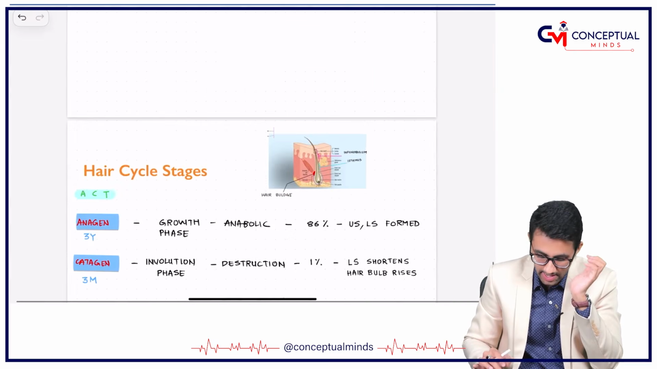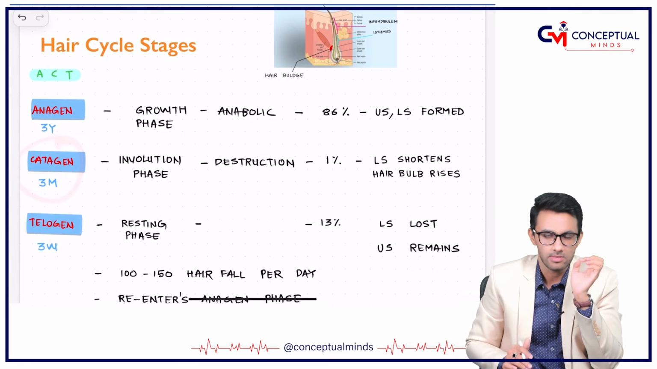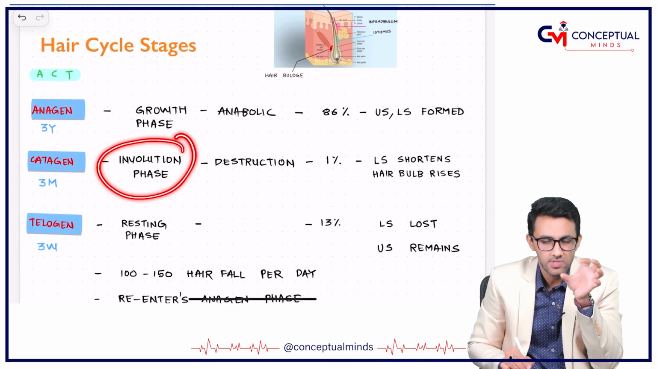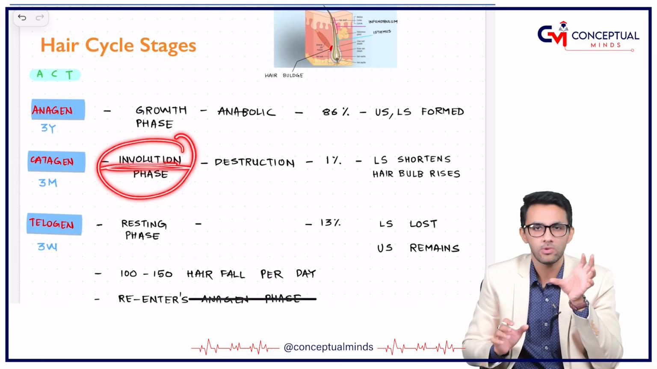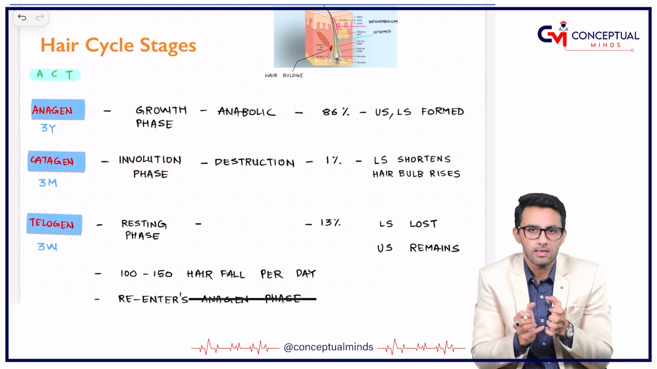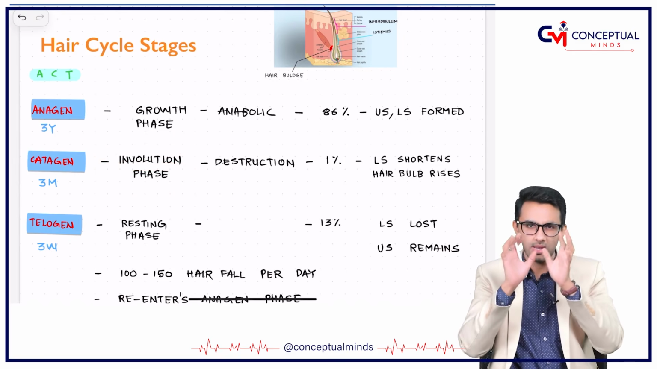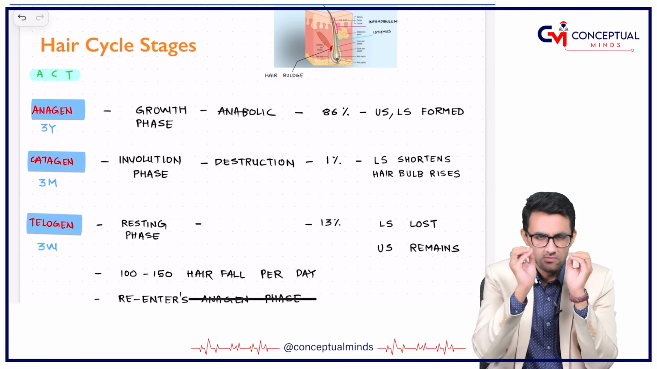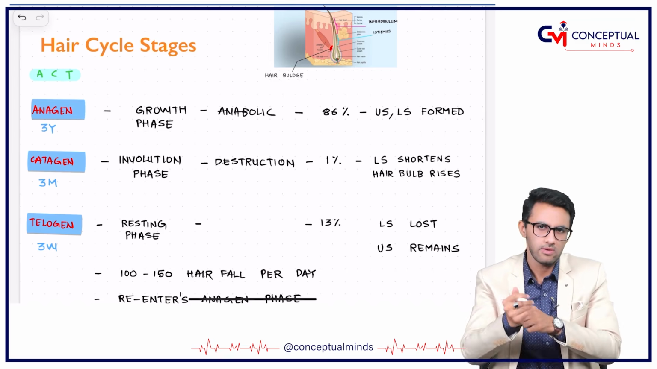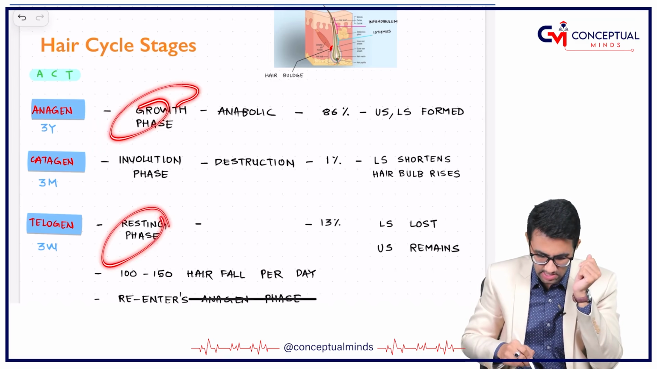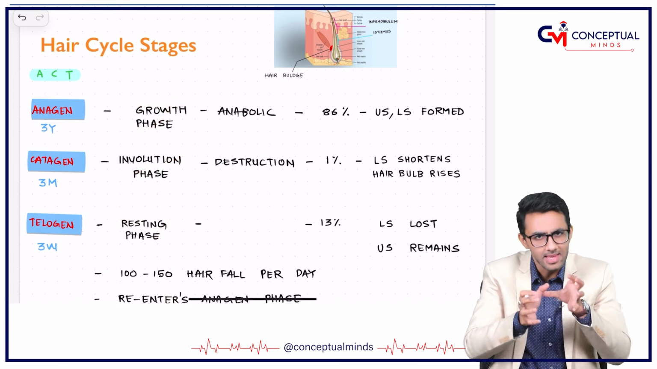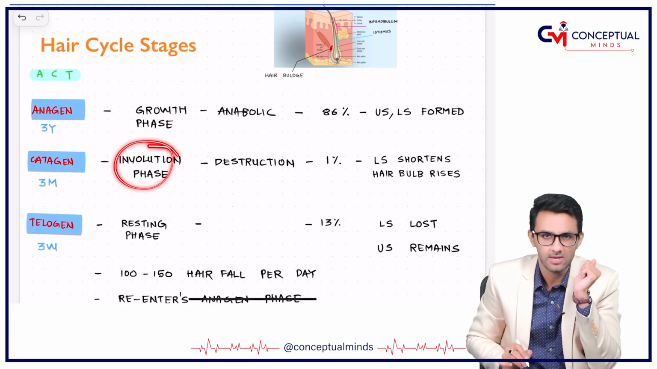Let's go on to the next part, that is the catagen. In catagen, this stays for only 3 months. It is the involution phase. What does the word involution mean? It just means shrinking, regressing. If we just know the meaning of the word, in simple English, 100% we are good with it. Maybe somebody knows this meaning, somebody doesn't. So involution means regression. This is a regression phase.